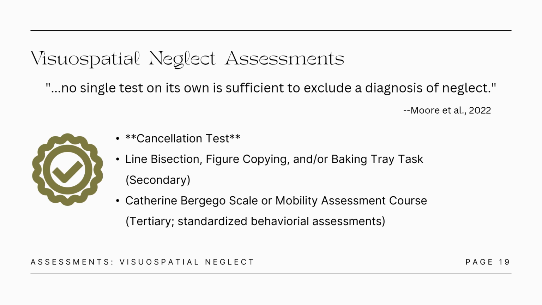Evidence suggests that this test should be performed with every person with a stroke as soon as they're able to complete it. If we're suspecting visuospatial neglect based on observations or results of the cancellation test, we're going to probe a little further with one or more of the next three: line bisection, figure copying test, and/or the baking tray task. Finally, as time allows, we'll use the Catherine Bergego scale or the mobility assessment course to see how the neglect might impact the patient during daily tasks and be able to assign a score to that.